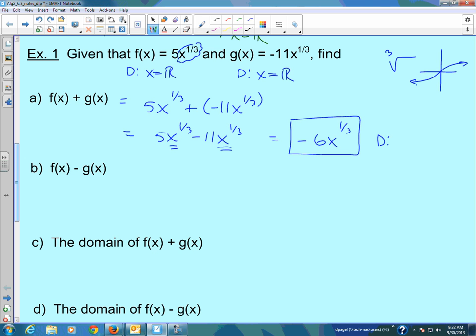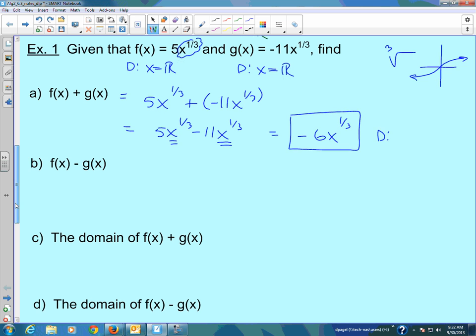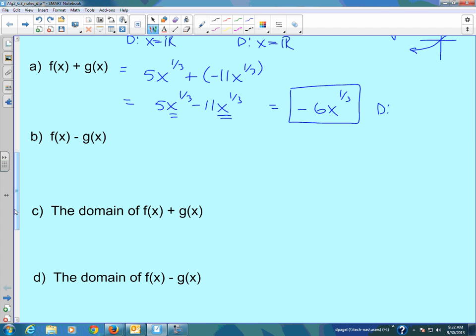So in terms of my domain, which we're going to get down to here for part C, we would say that for f plus g of x, my domain would be x is all reals. Or I'm going to use the notation in the book, x such that x is all reals.